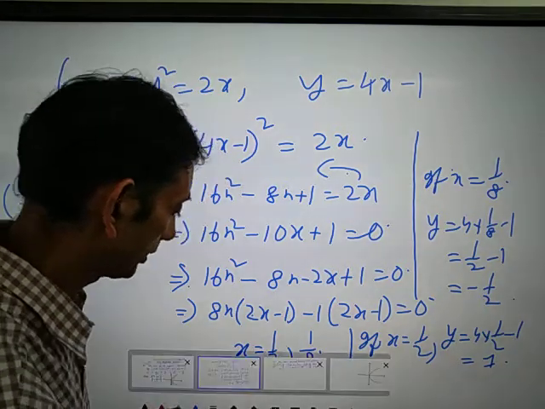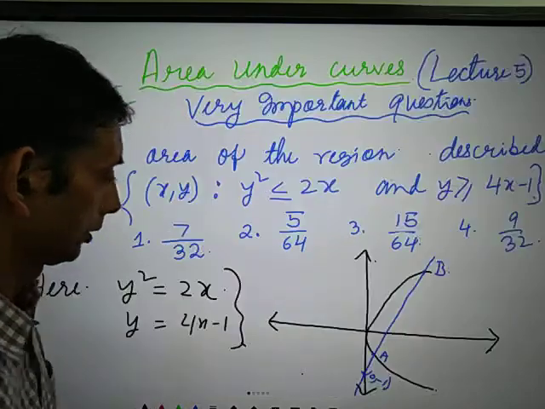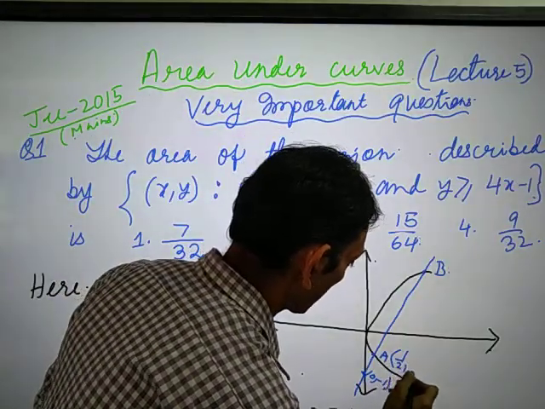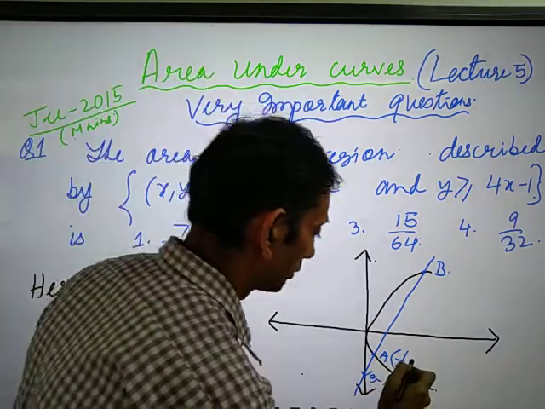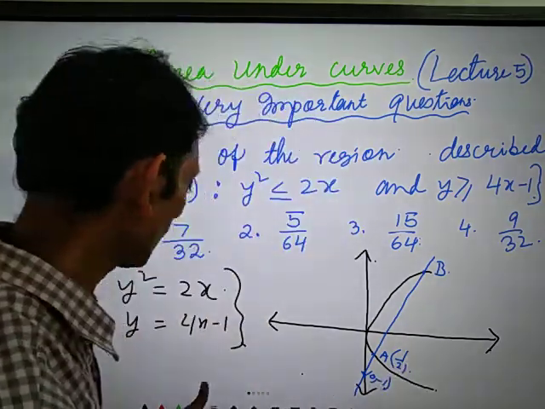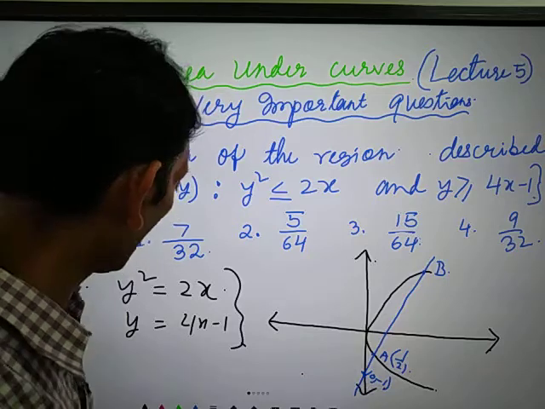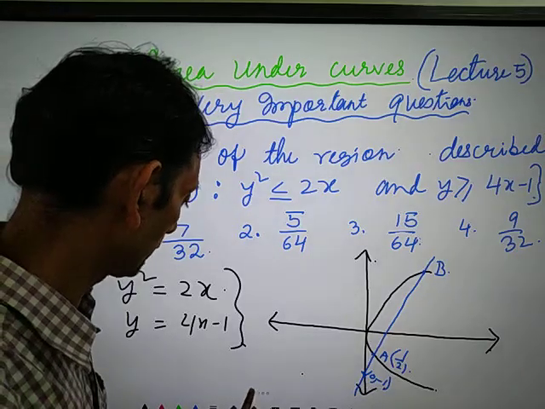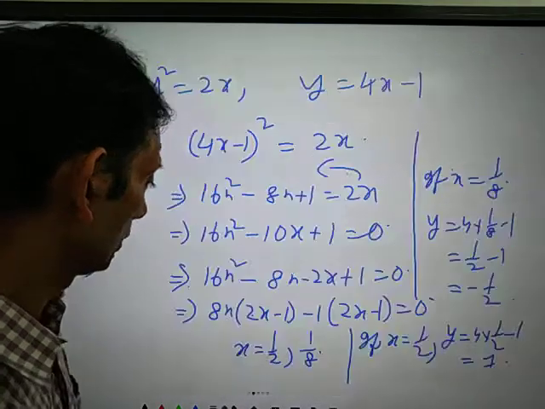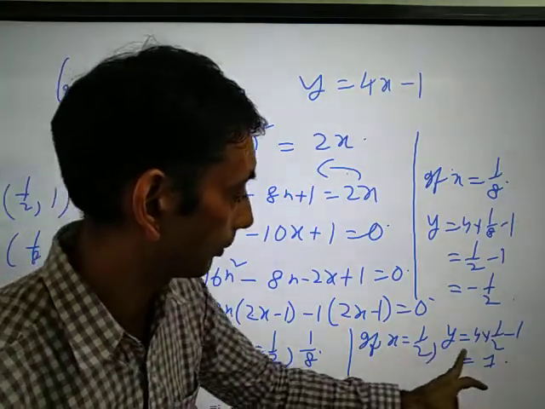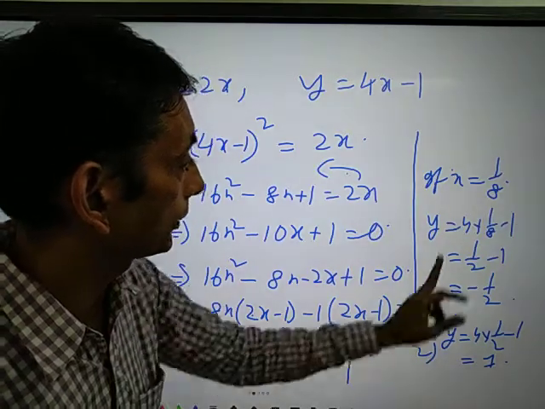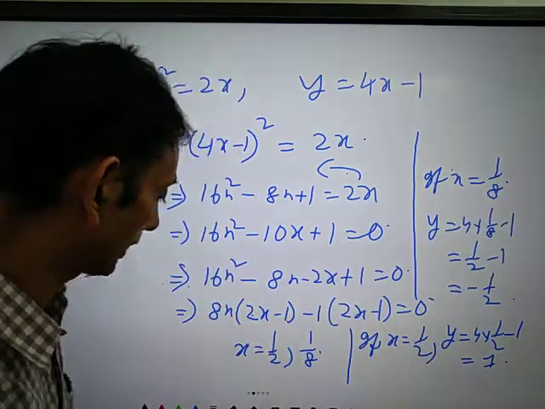So we can, right, so this point x is equal to half, comma 1? No, this is not half comma 1, because if you take x is equal to half, we got 2 points. If you take x is equal to half, y is equal to 1, and if you take x is equal to 1 by 8, y is equal to minus half.